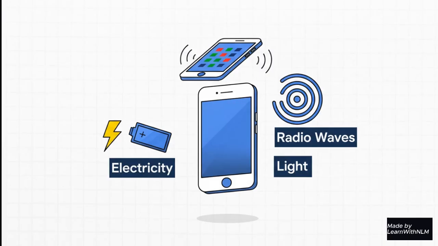That device in your pocket, maybe the one you're watching this on right now, is a complete masterpiece of applied physics. The laws of electricity and magnetism are what power its battery. The bizarre rules of quantum physics are what make its computer chip work. And the physics of waves, light waves for the screen, radio waves for the signal, are what connect you to the rest of the world.